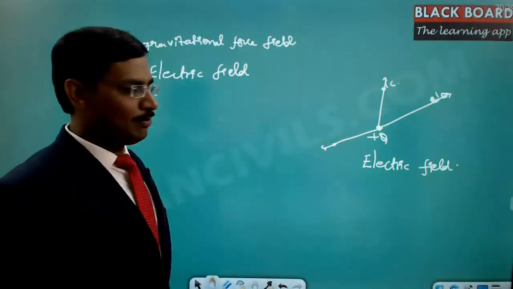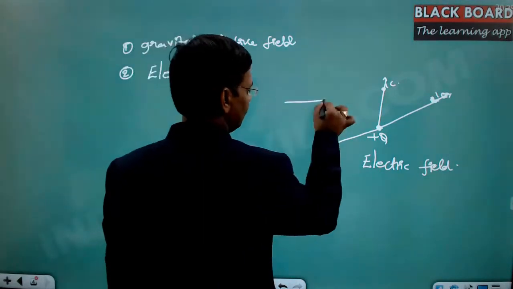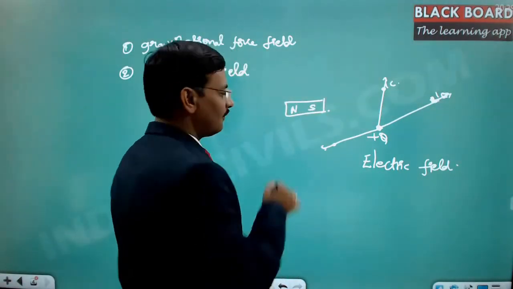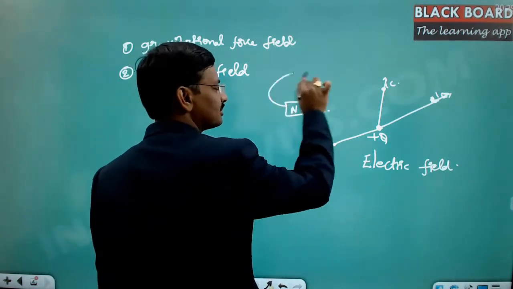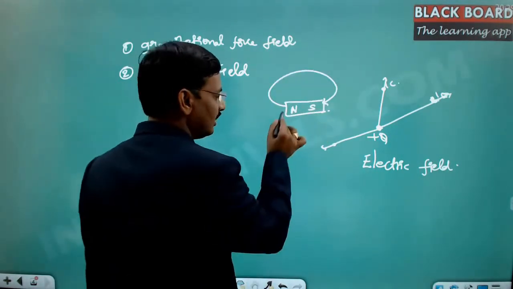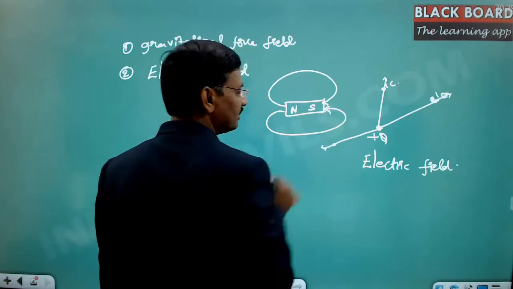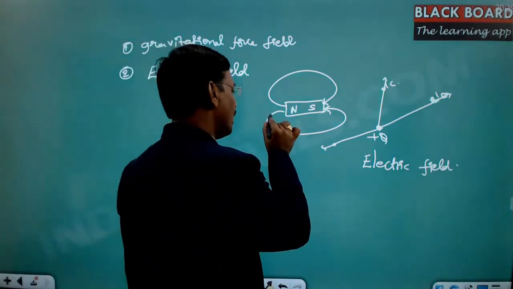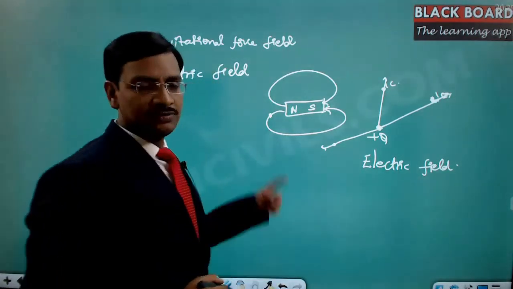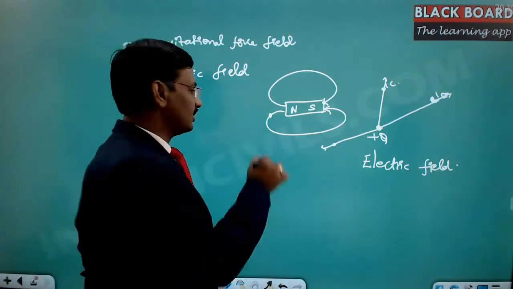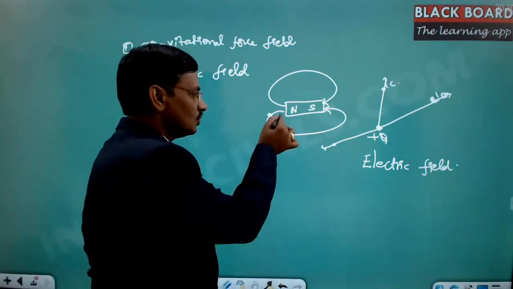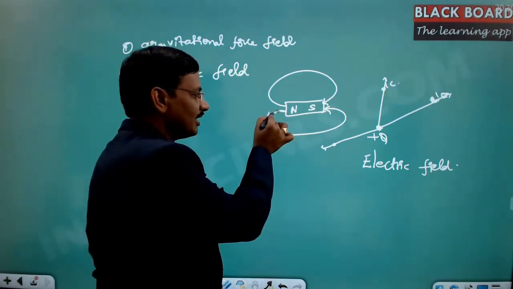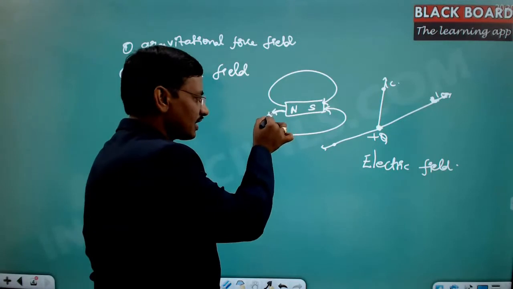Suppose you talk about a magnet, let us say this is a bar magnet and this is the North Pole and this is the South Pole. From the North Pole, the force lines come out and terminate in the South Pole. Here also the force comes and terminates in the South Pole. Meaning, suppose I keep 1 Weber of this particular magnet, a small magnet here, a North Pole, then there will be a repulsive force on this and it will try to move.